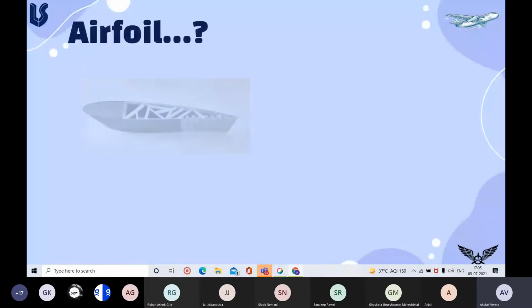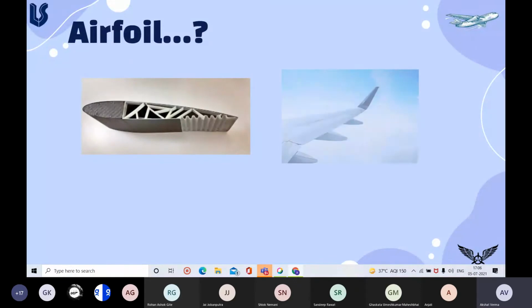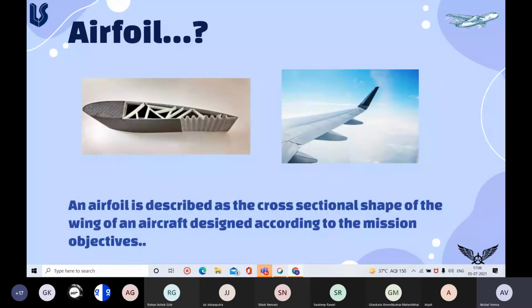So let's start with what is an airfoil. You must have seen pictures like these, or if you have traveled in an airplane, you must have observed how its wing looks like. So an airfoil is described as the cross-sectional shape of the wing of an aircraft designed according to the mission objective.